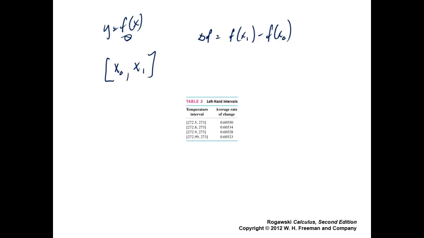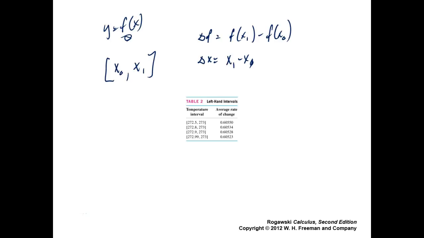There's your delta F. Your delta X, the independent variable, would just be x1 minus x0. Again, always put final minus initial. Then we can talk about the average rate of change of this function, whether it's talking about time or not. It doesn't have to be talking about velocity. It could be anything. Miles per gallon.